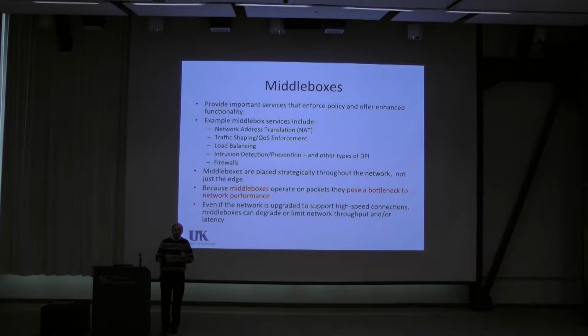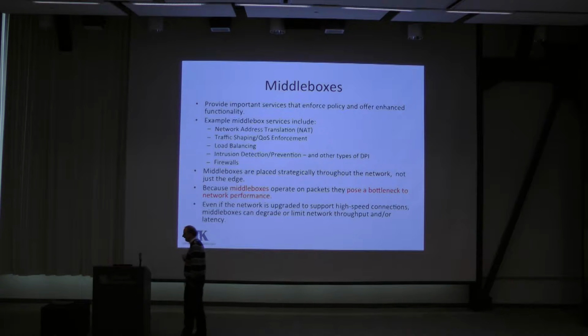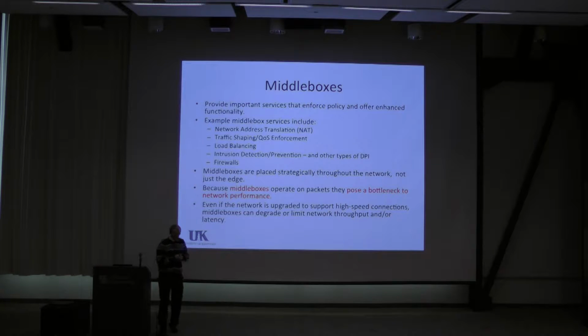So there's a variety of different middle boxes out there. They're very important to campus networks for security and stability purposes, and as a result, we want those there. We actually want them to enforce our campus policies at the edge of the network. The problem is that these boxes pose a bottleneck to performance. So if I'm moving data in and out of the campus network at extremely high speeds, moving terabytes or at least gigabytes of data, I would like to avoid these boxes if at all possible, because they're going to slow down my connections.